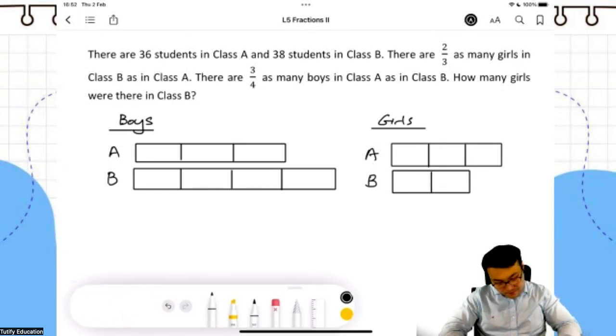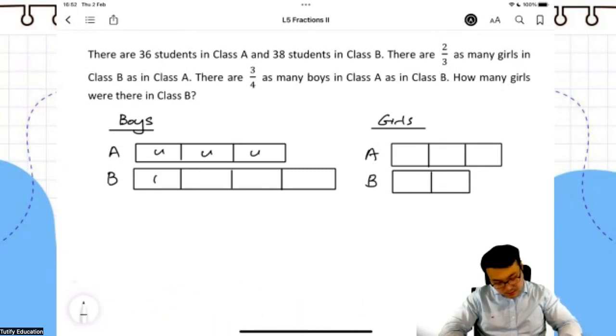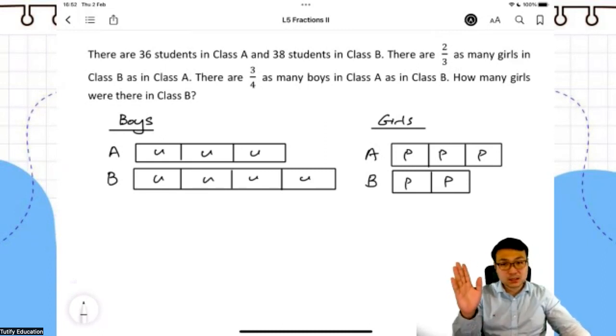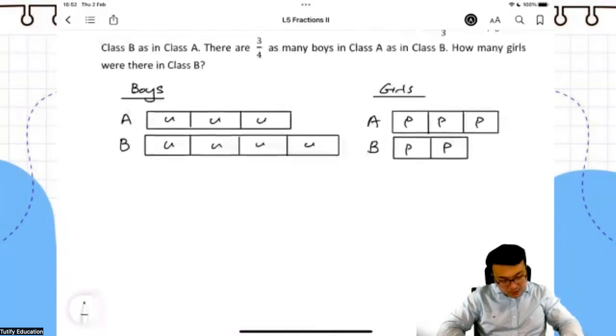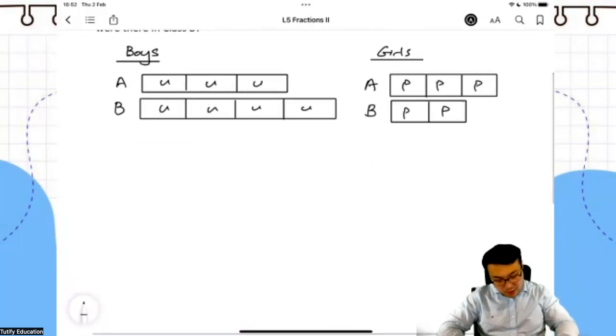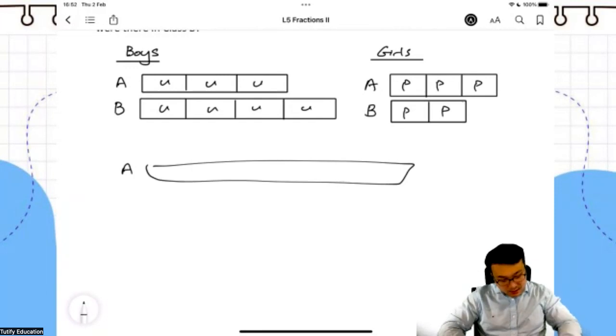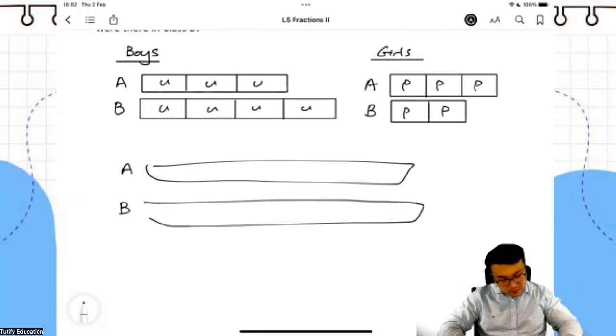So let's label it units and parts. I cannot call all of them units because you're not sure whether they're the same or different, right? So you have to call one of them units, the other one parts. So now what we can do is, let us combine them. I'm going to draw a model for the total number of students in class A, and a model for the total number of students in class B.